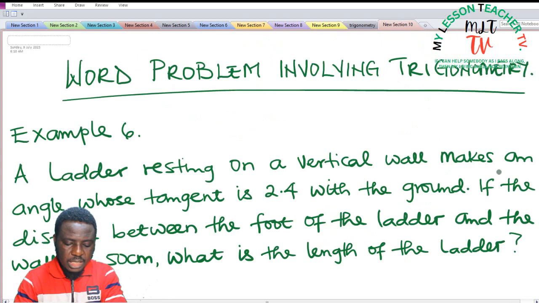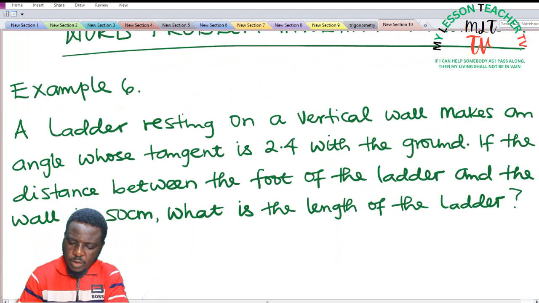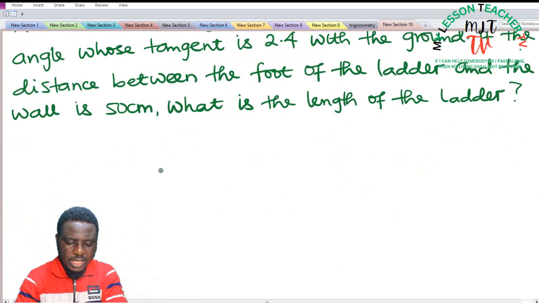Question 6. A ladder resting on a vertical wall makes an angle whose tangent is 2.4 with the ground. If the distance between the foot of the ladder and the wall is 50 centimeters, what is the length of the ladder? So this is also a problem that can be solved using a right angle triangle.